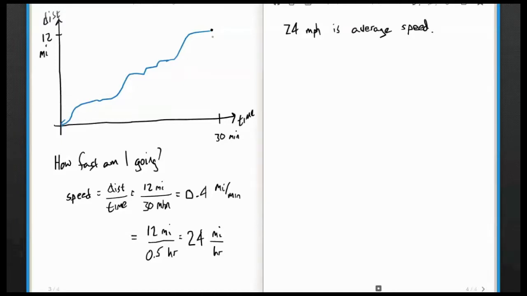But what if I want to look at one little section of my drive here? I really want to know how fast am I going when I'm on Campus Drive here. Let's zoom in on Campus Drive. We'll put a little box around that. We'll zoom in on this section of my drive. And we'll head over here with that.